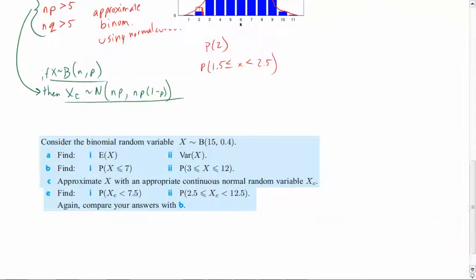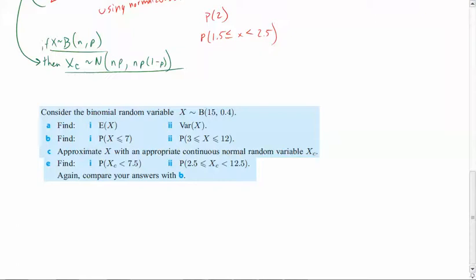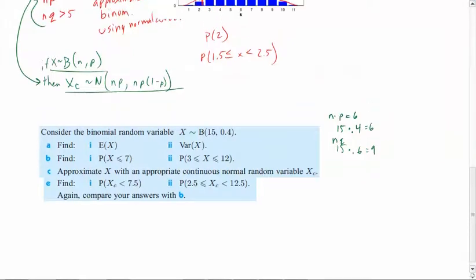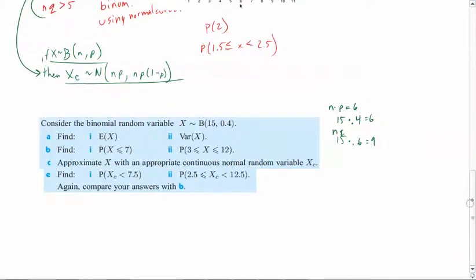All right, there we go. We're going to consider the binomial random variable B(15, 0.4). Now notice that if I go 15 times 0.4, that's n times p, I get 6. And if I do 15 times 0.6, which is n times q, then I get 9. And so in both situations, it's greater than 5, which fits our restrictions up here. They both need to be bigger than 5. And so let's go ahead and see how it works.